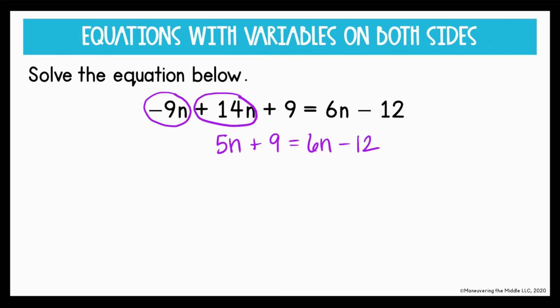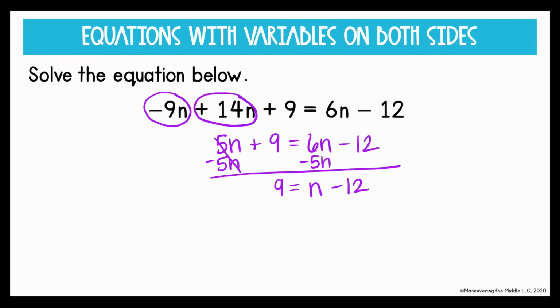Okay, I'm ready now to collect my variables, and I'm going to take them to the right this time since 6n is larger than 5n. So I'll subtract 5n from both sides. And that gives me positive 9 equals 1n. So I'm just going to write n. We don't have to write the 1.